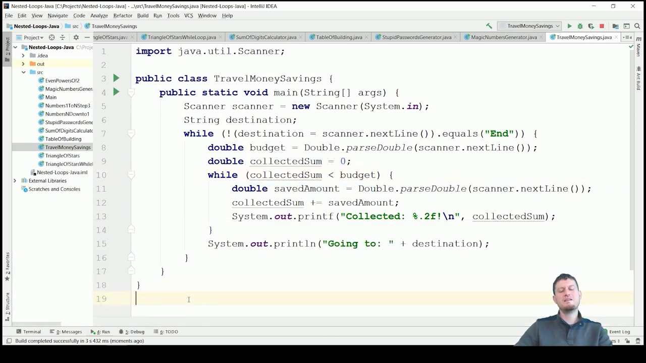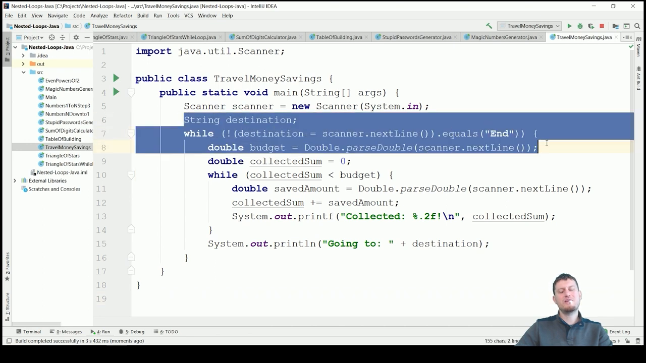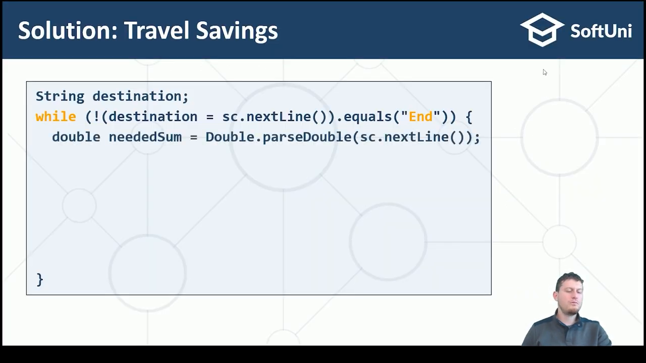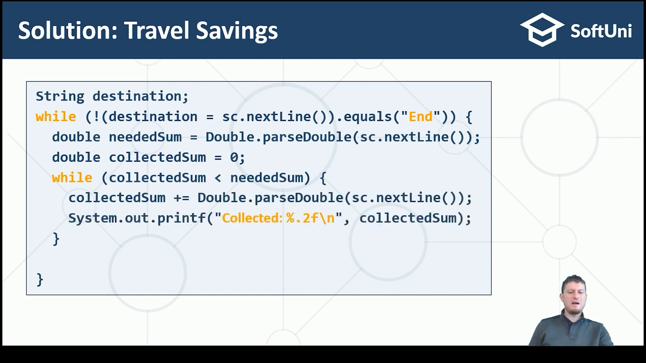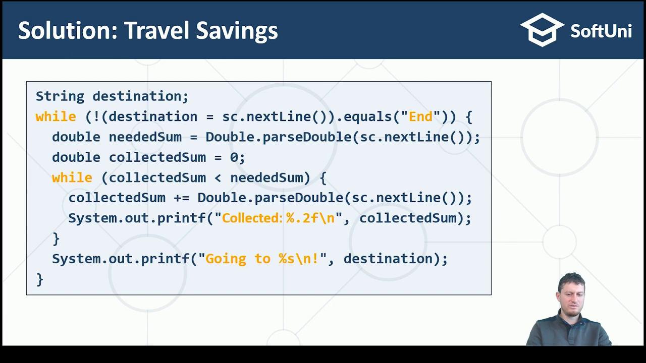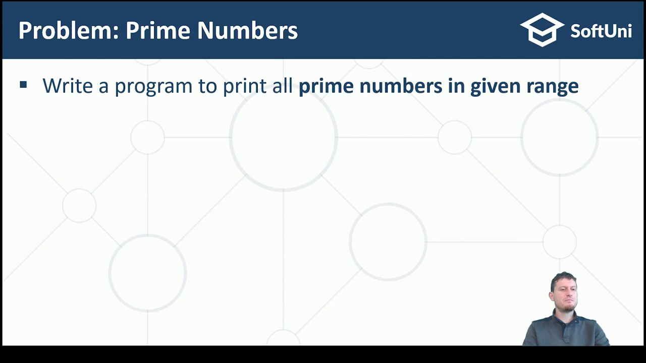It runs exactly the same way, but we use this construction. So we read the needed sum. We start from collected sum 0, and while the collected sum is less than the needed sum, we take the next one and add the saved money, and we print how much money we have collected. After we have collected all the money for a certain destination, we print that we are going to this destination. And that's all. The next problem is called prime numbers.